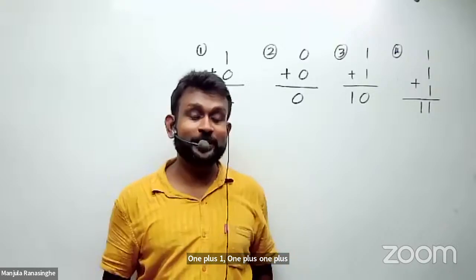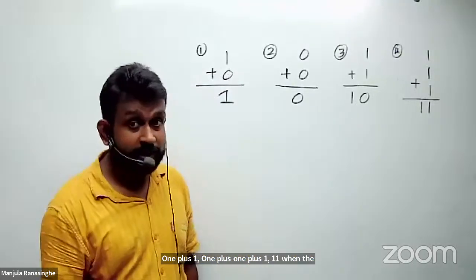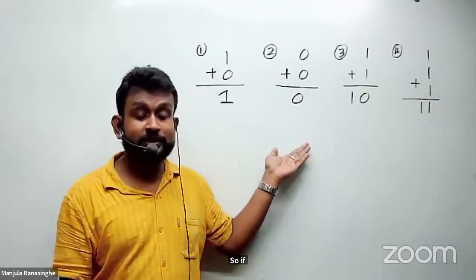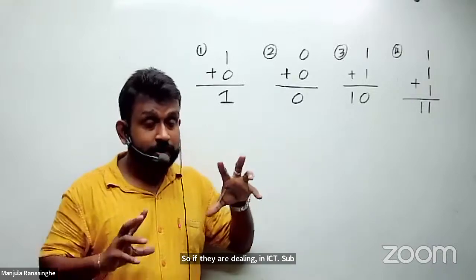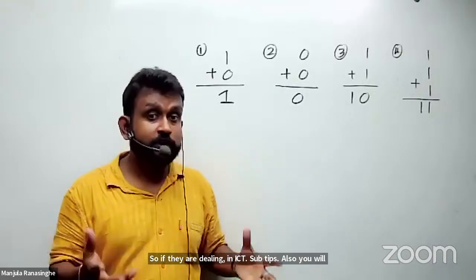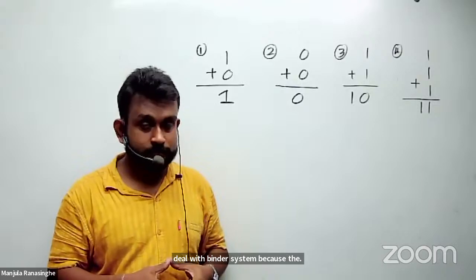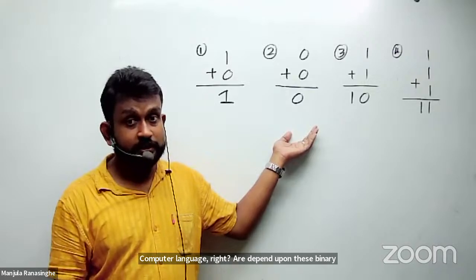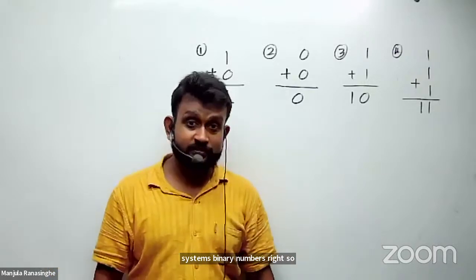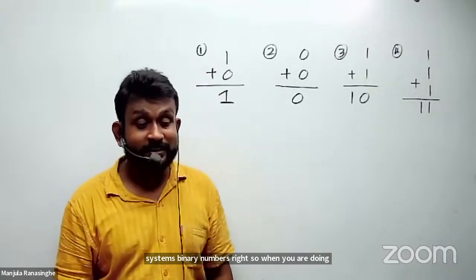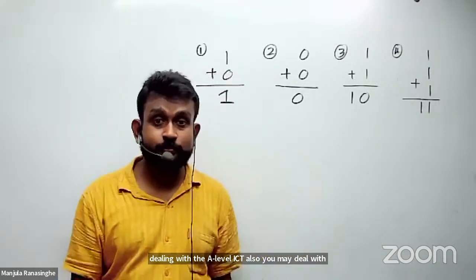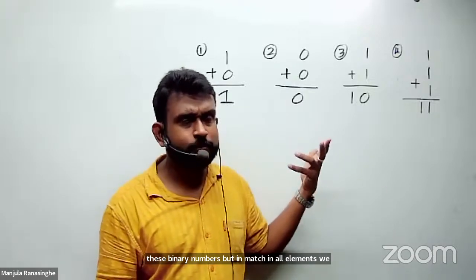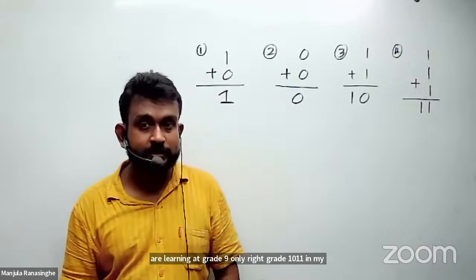These are binary numbers. Okay, right. So if you are dealing with ICT subjects, you will also deal with the binary system, because computer language depends upon these binary systems, binary numbers, right? So when you are dealing with A-level ICT also, you may deal with these binary numbers. But in maths, in O-level maths, we are learning it in grade 9 only, right? Grade 10, 11, as per my memory, we are not dealing with binary numbers.